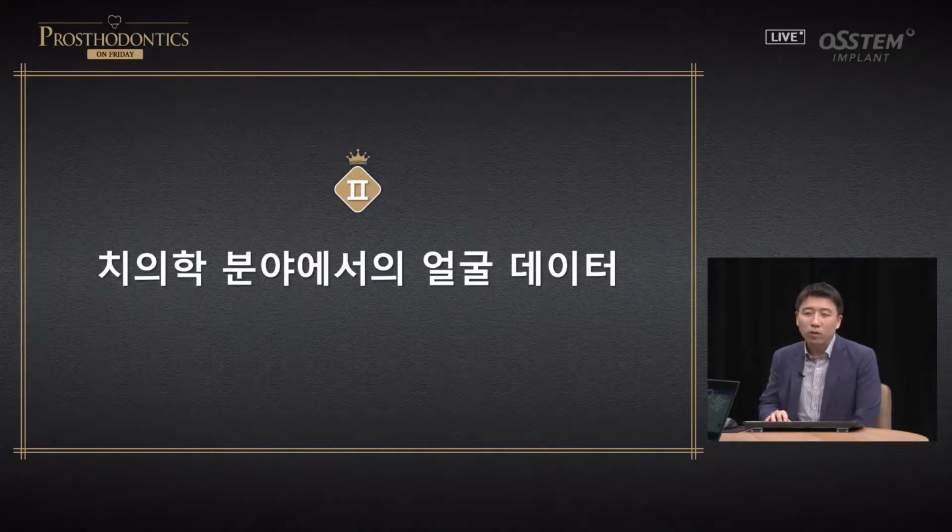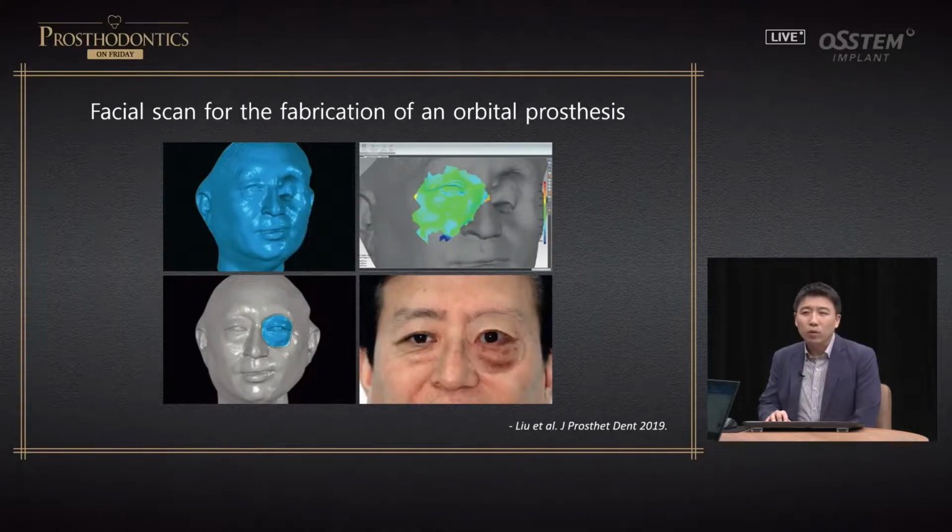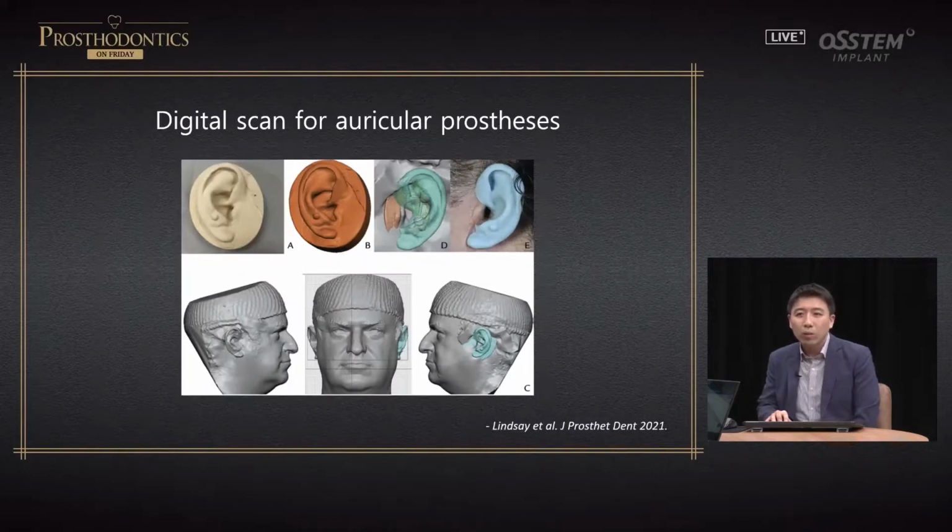Let's look at dentistry a little bit more. This is maxillofacial prosthesis. This is orbital prosthesis. You can utilize it in different ways. This is a prosthesis utilizing facial data. If there's a defect, you can mirror the form of the eye on the other side and complete a prosthesis. This is the same for prosthesis for the ear. If there's an ear with complete form on the other side, when we get the facial scan data, we can scan the ear and fabricate ears like this.